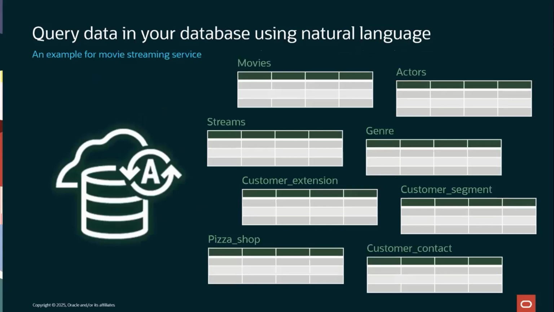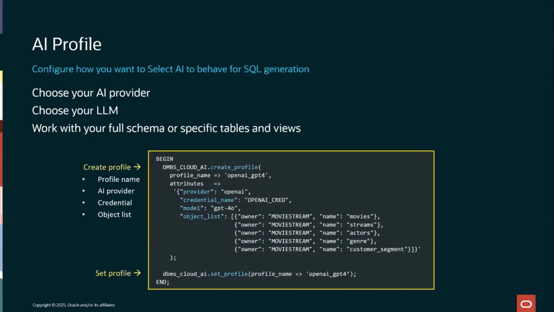Now, but how do you tell Select AI which tables to use? We might have many tables in our schema, and here are a few that might be part of a movie streaming service. Enterprise customers and applications will often have hundreds or thousands of tables, even in the same schema. And these typically need to be reduced to a select few to limit the volume of metadata sent to the LLM so as to not exceed token limits, while at the same time helping the LLM to produce more accurate queries. Well, we do this using an AI profile.